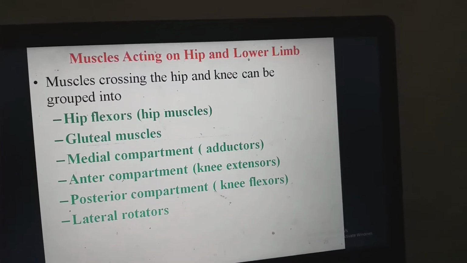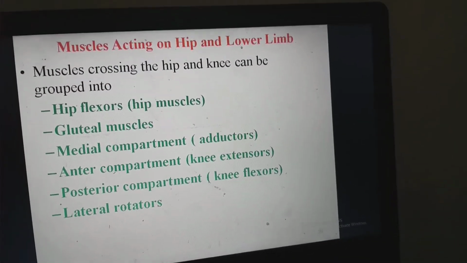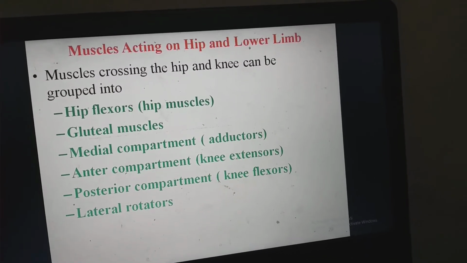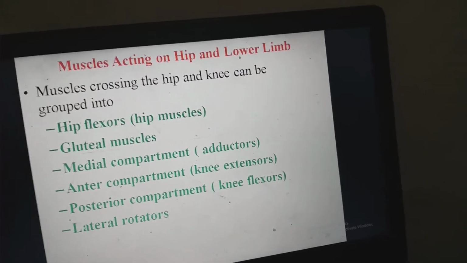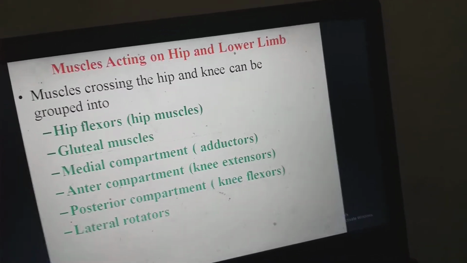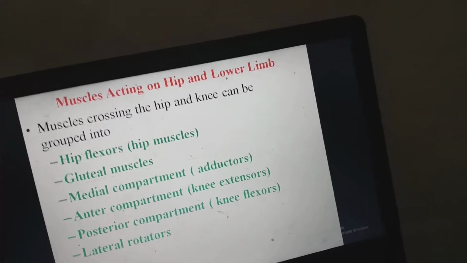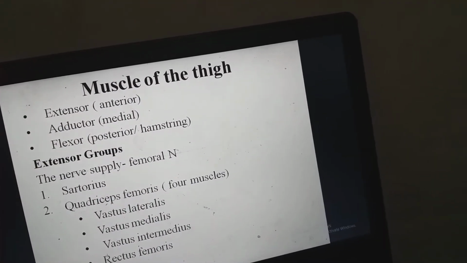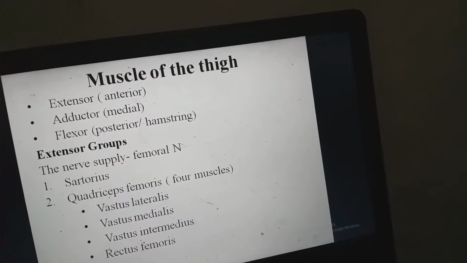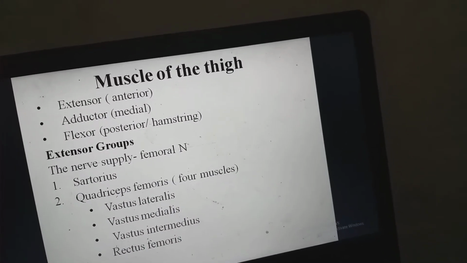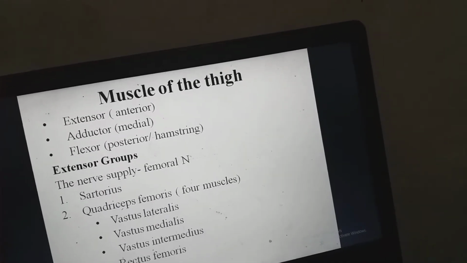Muscles acting on the hip and the lower limb. Muscles crossing the hip, different muscles. Hip flexors: you can flex your hip, like the gluteus muscles. Medial compartment, adductor muscles of the thigh. Anterior compartment, knee extensors. Posterior compartment, knee flexors, and the lateral rotator muscles. So the muscles of the thigh you can classify as anterior compartment, which are extensor muscles, medial compartment, which are adductors, and the flexor compartment, which is the posterior muscles.